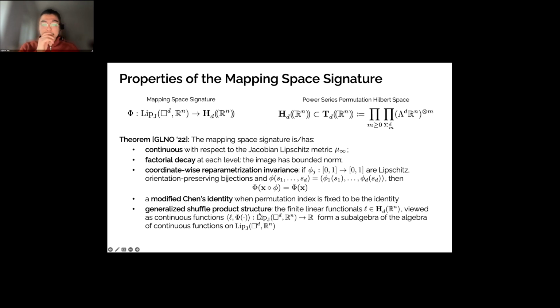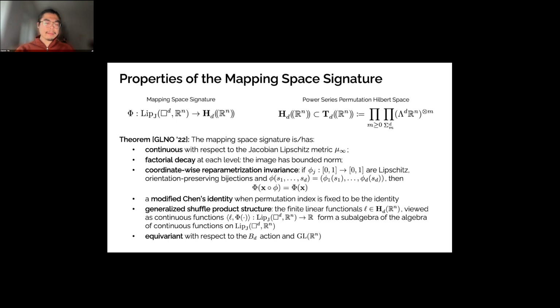So in particular, linear functionals on the codomain of the mapping space signature, when we view these as continuous functions from these Lipschitz maps into R, form a subalgebra of the algebra of continuous functions on Lip^j. And so once again, this gives us our first indication that these mapping space signature terms behave very similarly to ordinary monomials on R^n.